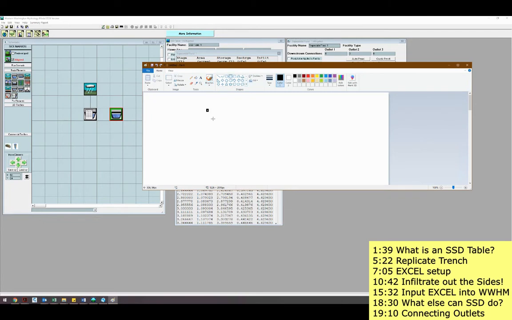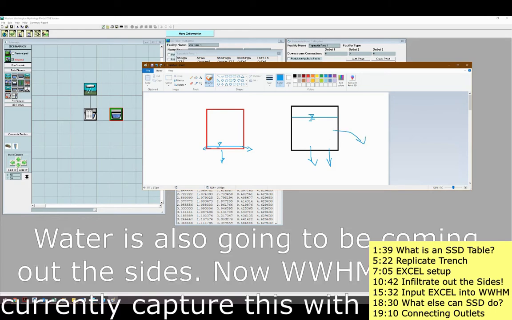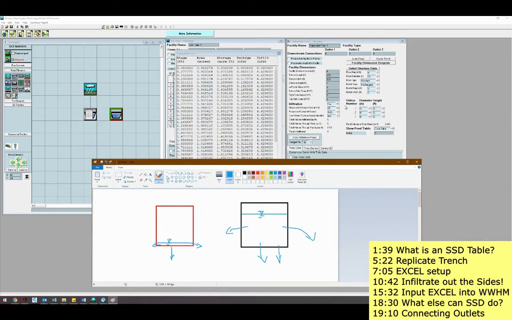Say I have a pond or an infiltration trench. Now, when there is very little water in that infiltration trench, water is really just going to come out the bottom. There's going to be a pretty negligible amount coming out the sides. However, if I am going to be putting in an infiltration trench that has a decent amount of water, say the water level is now up to here, water is definitely going to be coming out the bottom and possibly at a faster rate because there's quite a bit of head pushing that water out. But water is also going to be coming out the sides. Now, WIM doesn't currently capture this with this model.